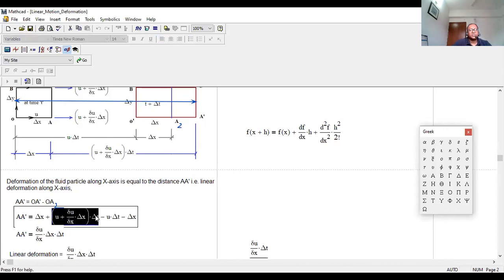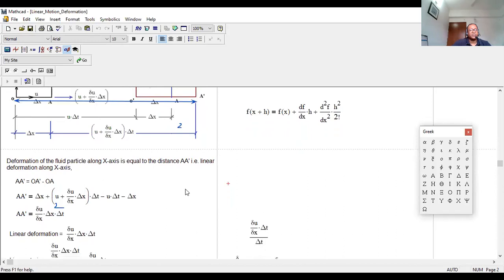Then how much is to be subtracted? Minus this value and minus this value, this one and this one. Then you simplify, this term will be out, and this u into delta t, u into delta t, is out. Then you have del u by del x into delta t. This much length increases, right?